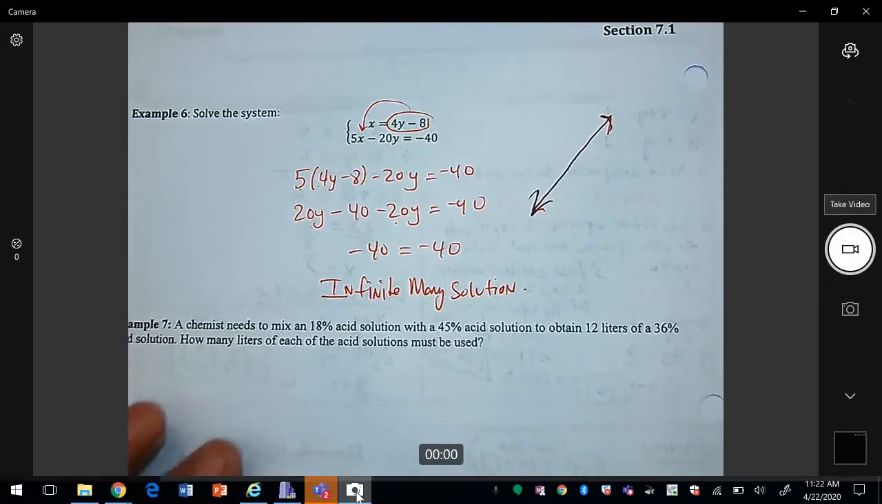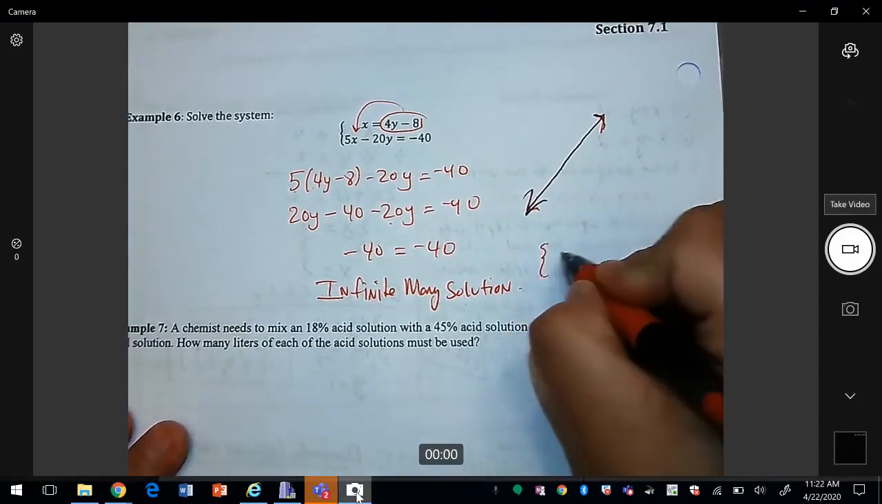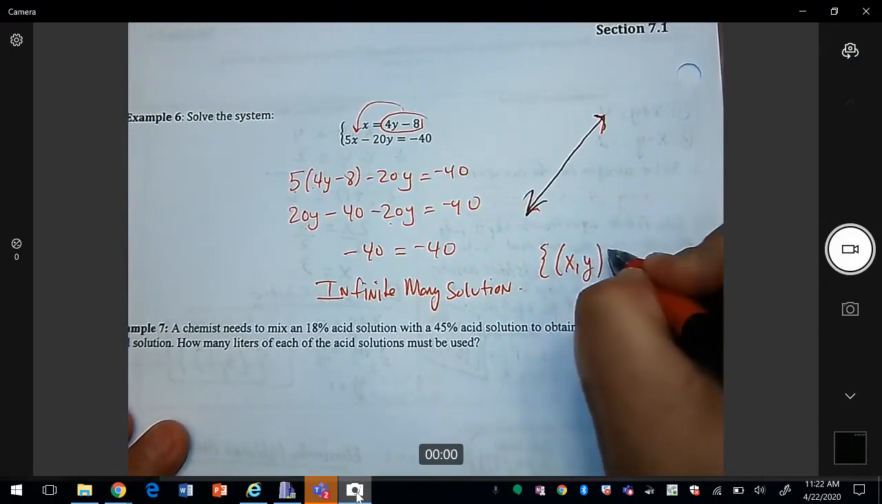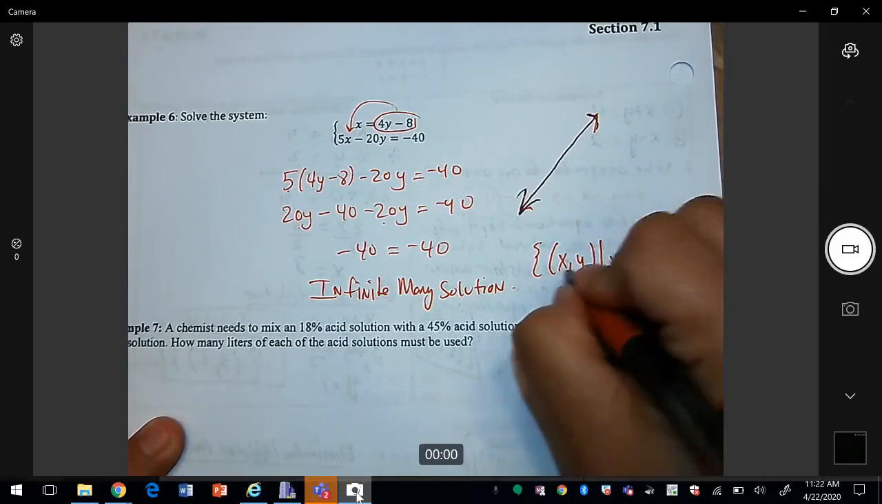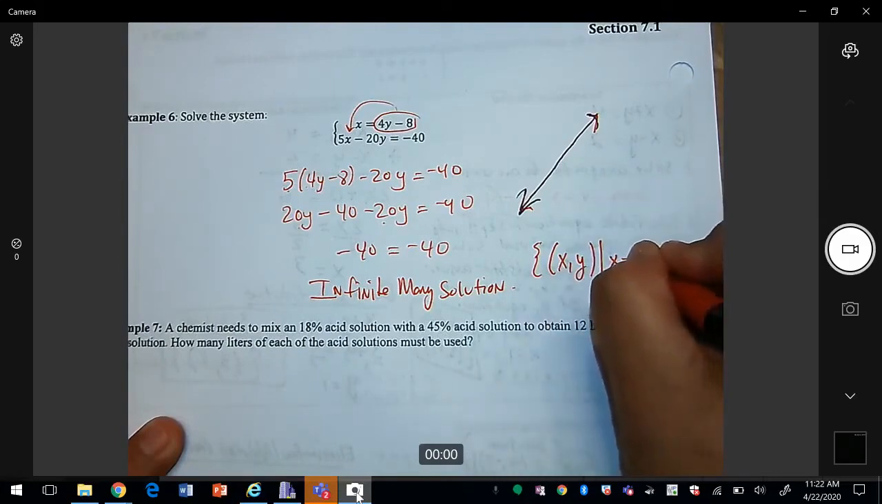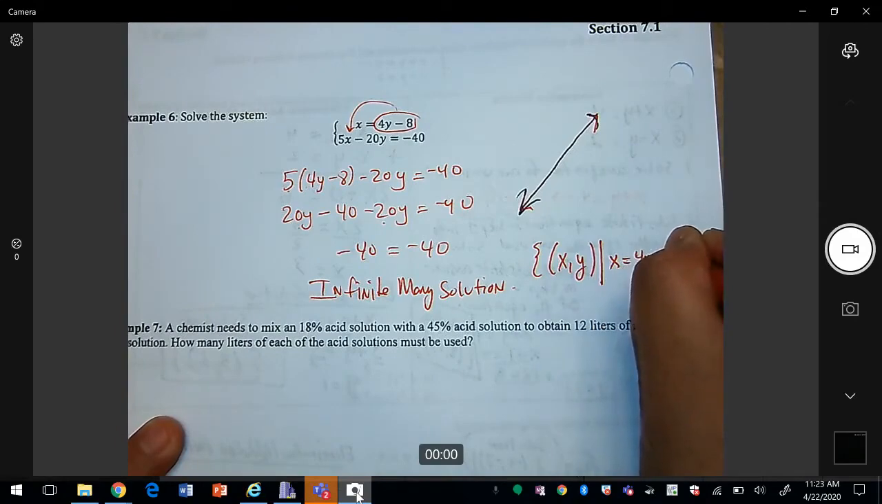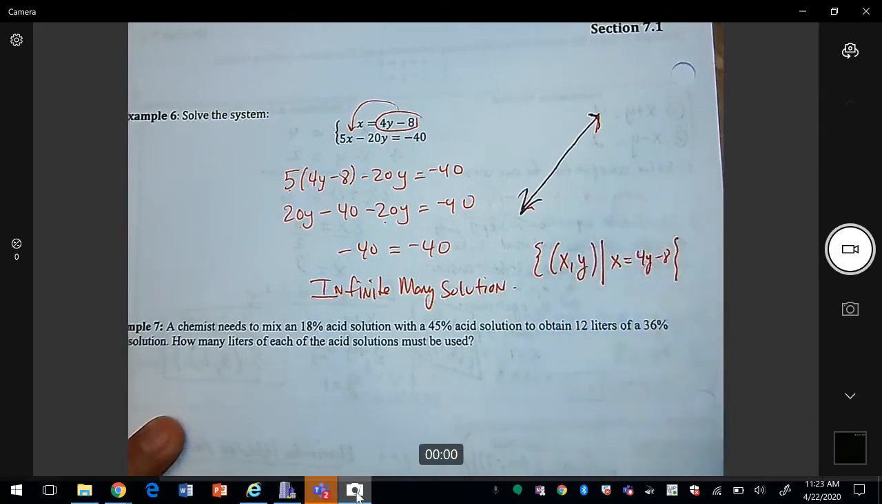The way we write our solution is we say that for any x and y, and then we pick an equation. You can pick the first one or the second one. And so this represents that there are many solutions.